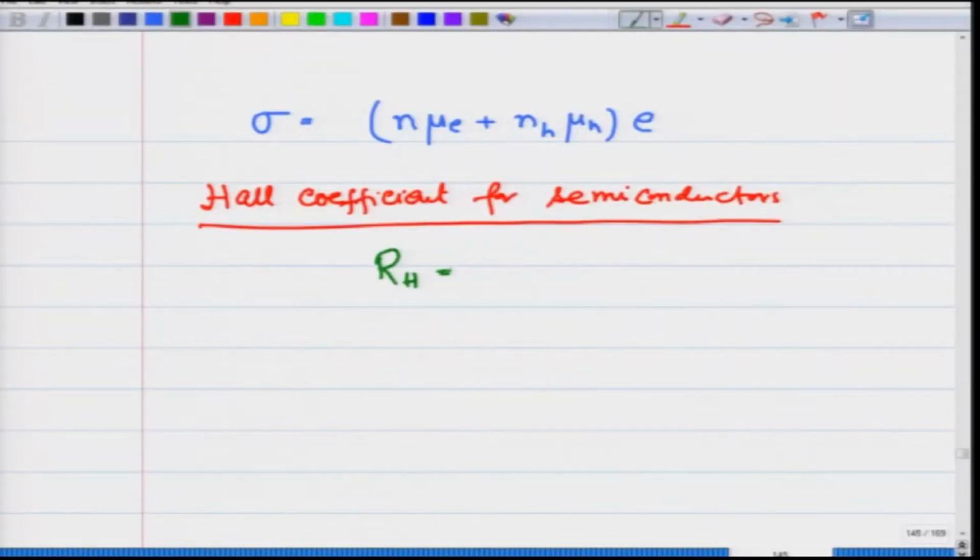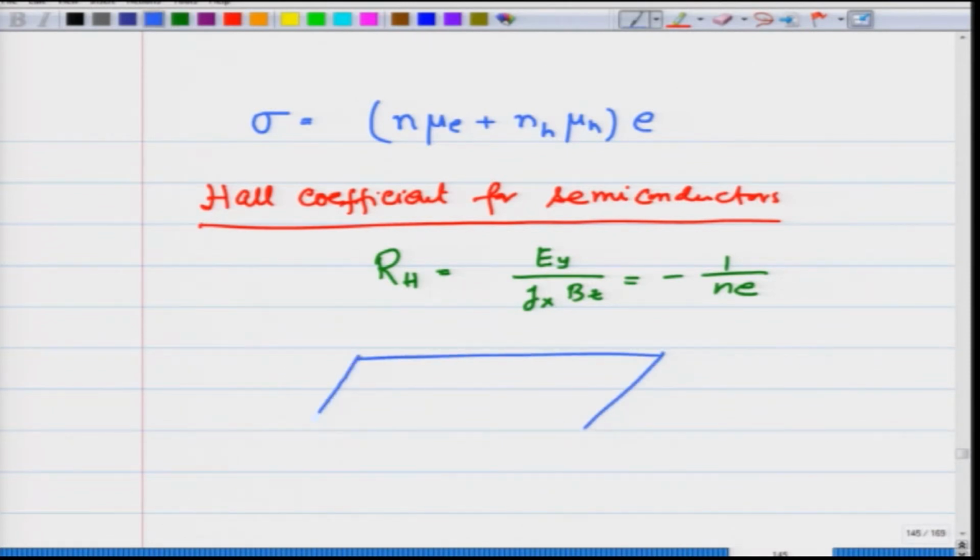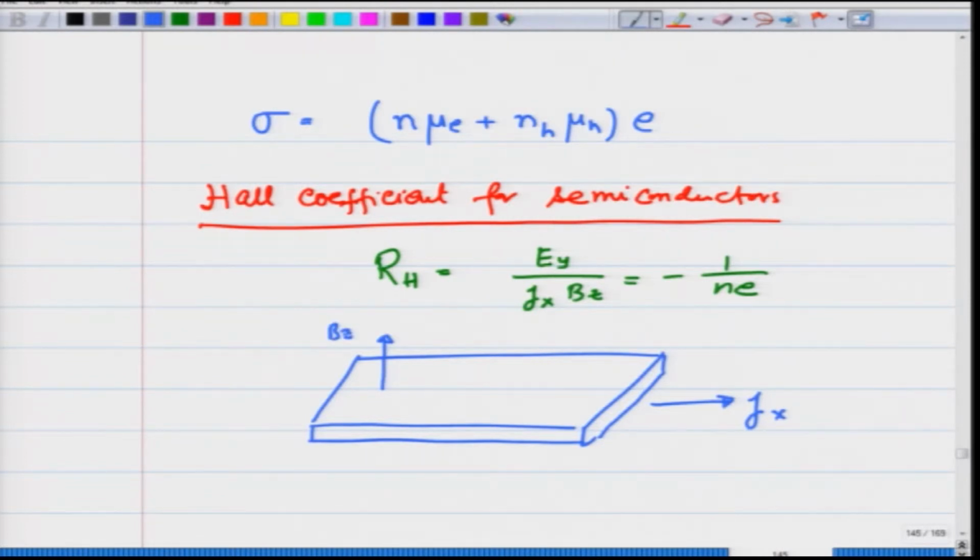Let us understand how. If you recall, the Hall coefficient was defined as E_y over j_x B_z, and it came out to be minus 1 over n e. Let me explain these terms. If I had a thin strip in which the current was flowing in the x direction and we applied a magnetic field in the z direction, it developed a voltage in the y direction, or an electric field in the y direction, and this ratio was defined as R_H.